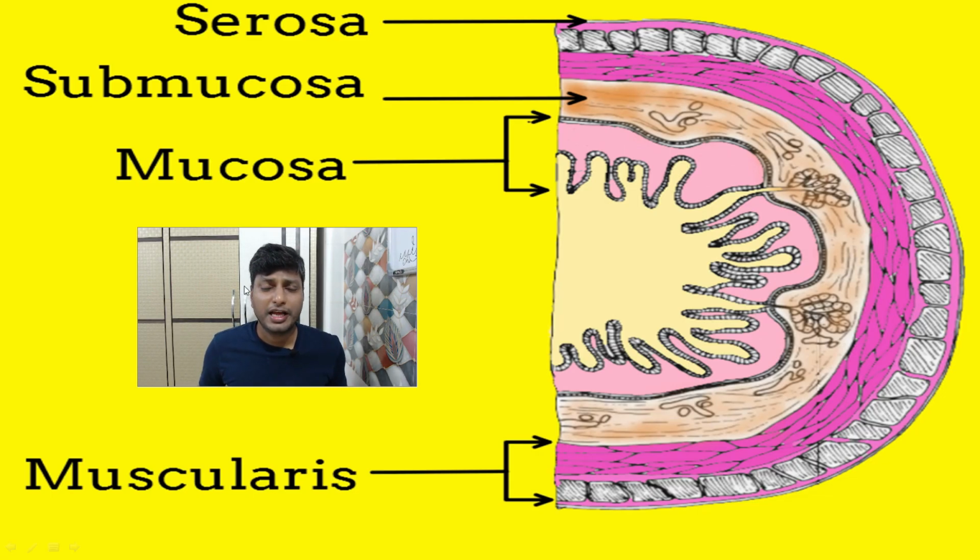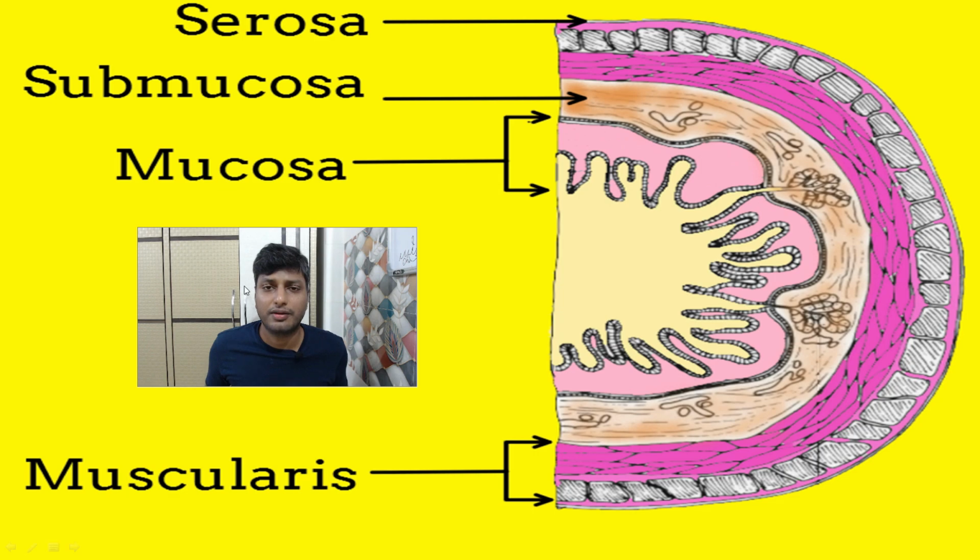So now, dear students, let me tell you the 4 basic layers of the alimentary canal. If you talk about the TS of the alimentary canal, what do we mean by TS? TS is basically the transverse section. Suppose this is the alimentary canal, and if you cut it in the transverse manner and observe the layers inside this structure, all that part will be easy for us to observe.